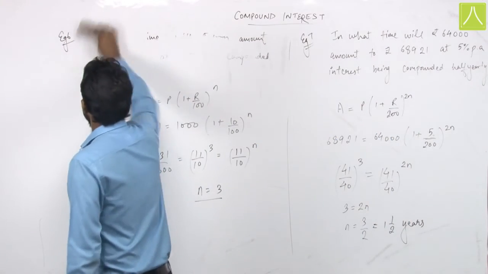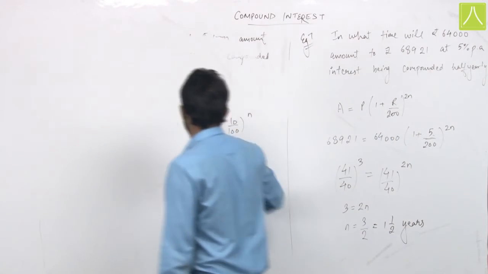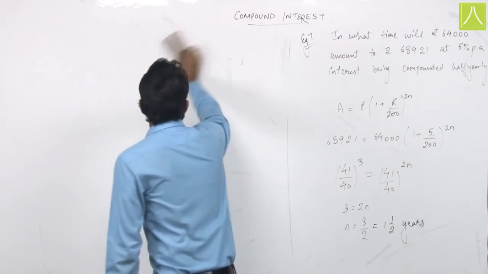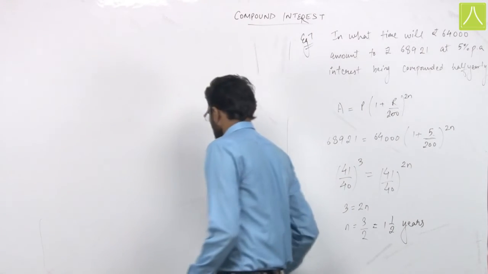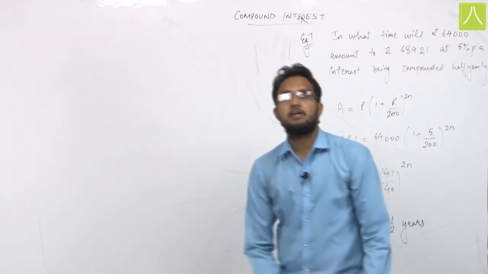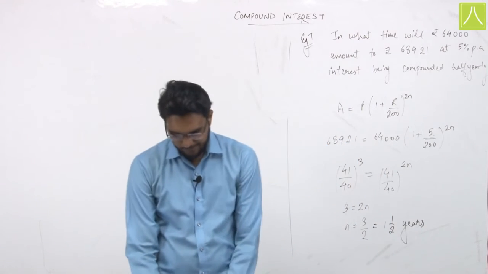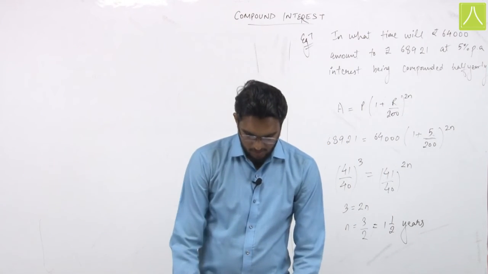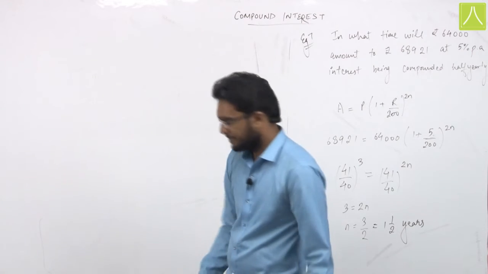So these are the basic problems related to the time and rate of interest when the interest is compounded half yearly or quarterly, and we have to calculate the principal, rate of interest or time. Let us see another example.